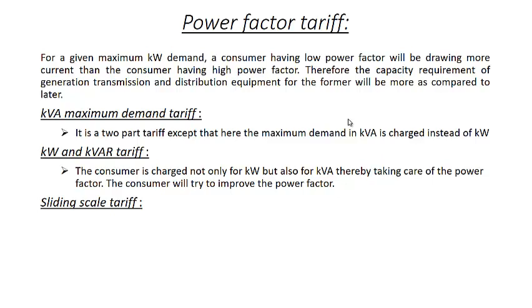So what it does is it tries to somehow involve the power factor. So how does it do that? It does so by using the kVA maximum demand tariff. Actually, the demand tariff that we have in a two-part tariff, as I have told you, can be kVA or kilowatt. But when kVA is charged, it can take care of the power factor itself. So this is also a two-part tariff, except that the maximum demand in kVA is charged instead of kilowatt.